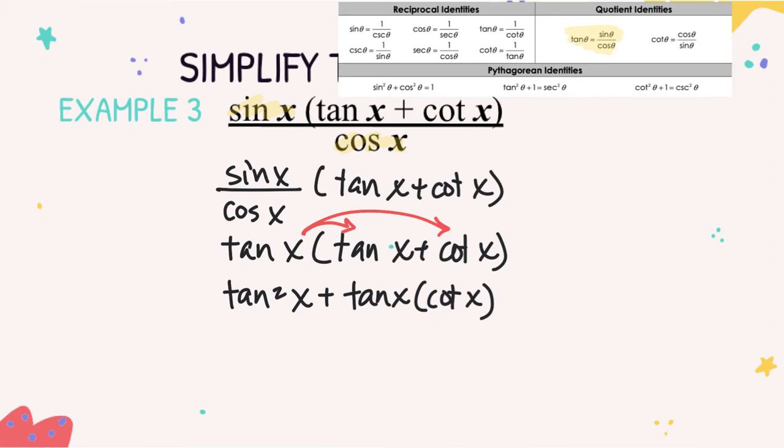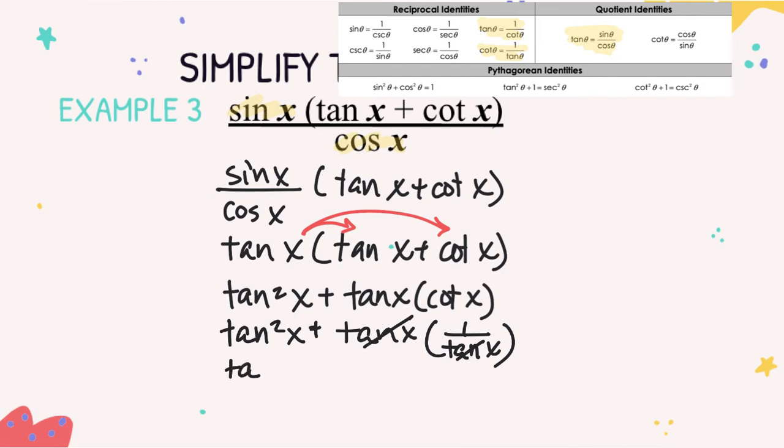Now, my identities tell me that tangent and cotangent are reciprocals. So I could convert cotangent to 1 over tangent, which would cancel those tangents and would bring down tangent squared x plus 1.